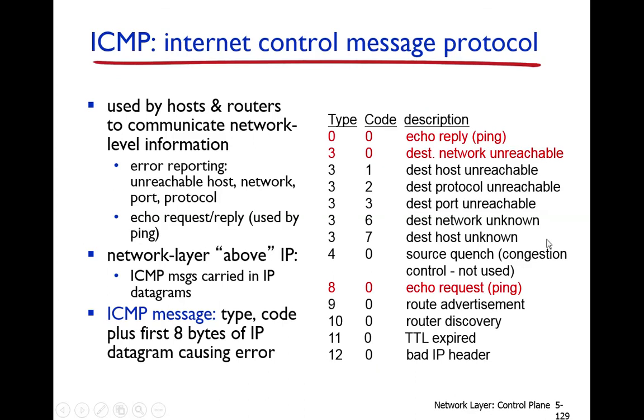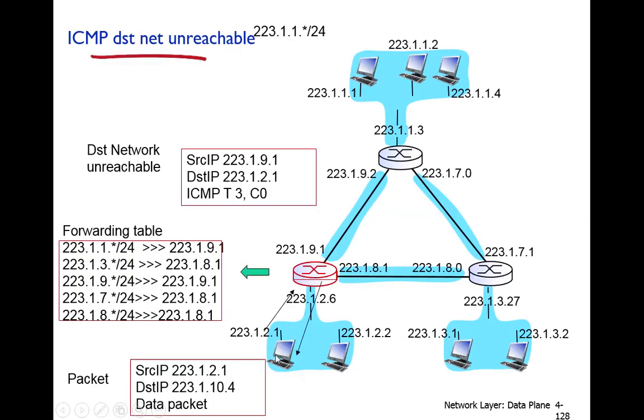So we have discussed destination network unreachable. When this message is received by any host, for example when this host receives it, it means that the message was discarded on its way. And why was it discarded? Because the router doesn't know about the route toward that network.